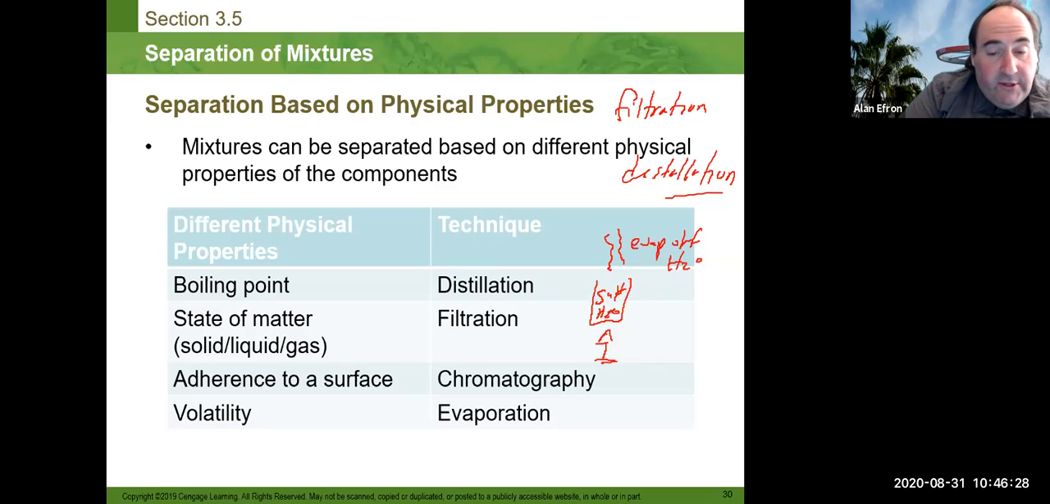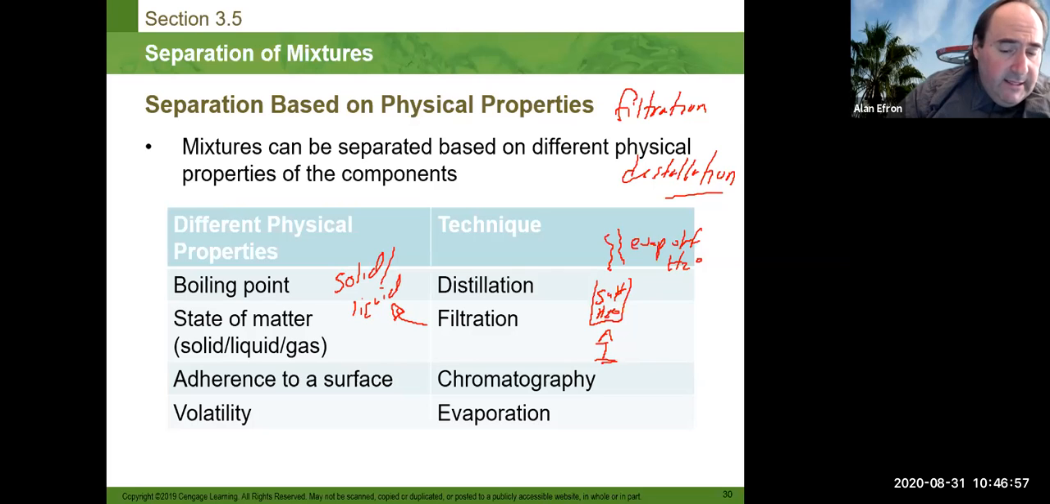Filtration is a really good way to separate out a solid from a liquid. That would be good for our sand and water, for example. You put a piece of filter paper in the funnel and pour in the sand and water. The liquid part will go through the funnel, and the solid sand will get trapped on the filter paper.